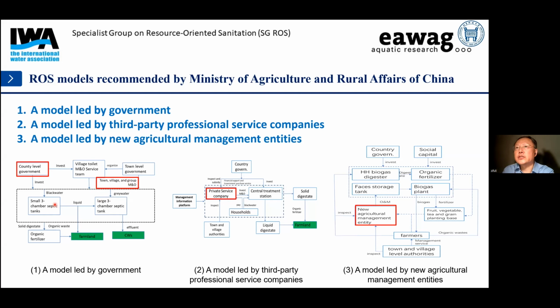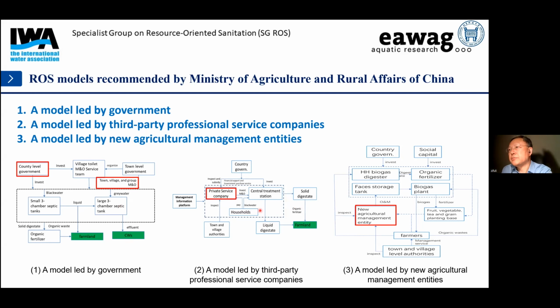The black water is collected on site in a small 3-chamber septic tank, and the gray water is collected centrally. So this is village-based, with larger 3-chamber septic tanks. After treatment, the organic material can be used as organic fertilizer for farmland. And the gray water will be treated by constructed wetlands. Of course, for this model, other technologies are also used. Due to the limited time, I cannot give more detail about this.